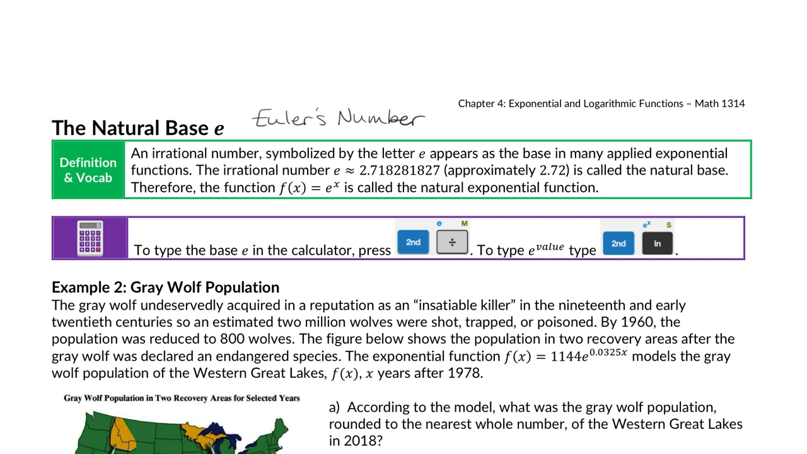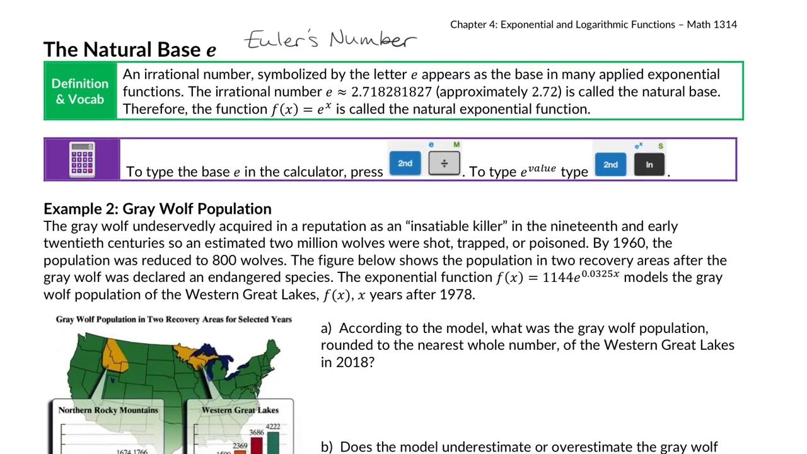So if you look on your calculator, above the divide key, you see how there's a blue little e there? We need to use that for e. But there's also a second option. If you look above the LN button, there's a blue e to the x. You can also use that one. So you get two choices of where your button is. But we just need to make sure we can utilize this button for when it comes up in real world questions. So we have this example about the gray wolf population.